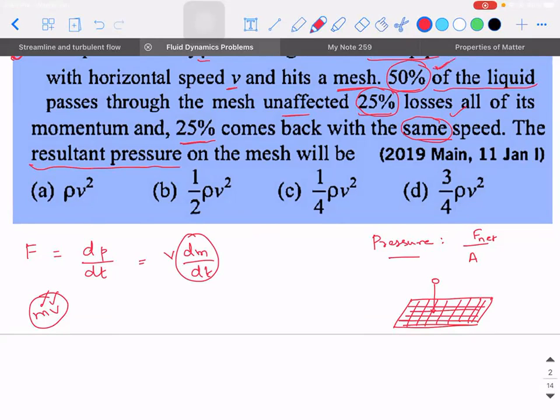Because the percentage of the liquid is getting divided. The mass, see, 100% mass is falling, out of which 50% is doing nothing. 25% of the mass is losing its energy and 25% is rebounding. So there, variable mass is actually hitting the mesh and it is creating the pressure on the mesh. Guys, are you able to understand?